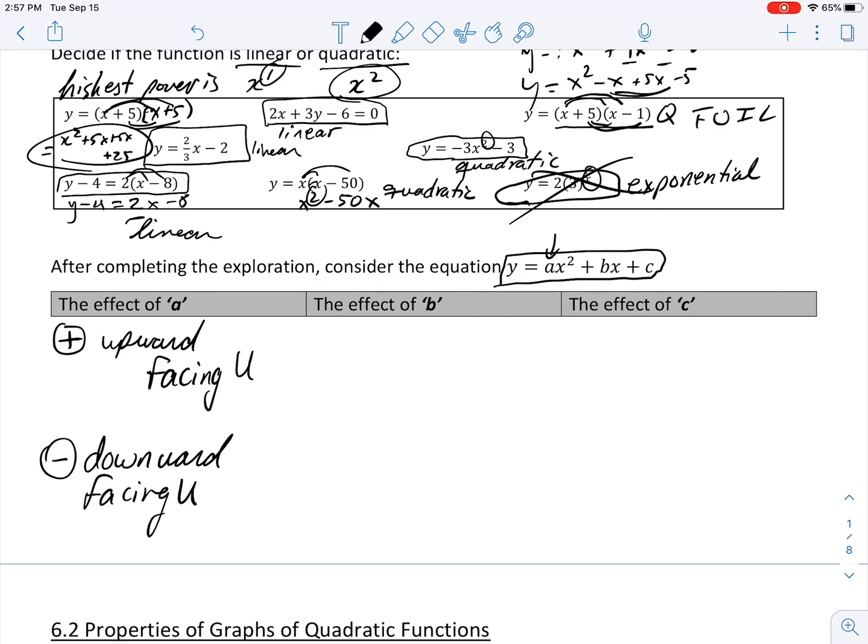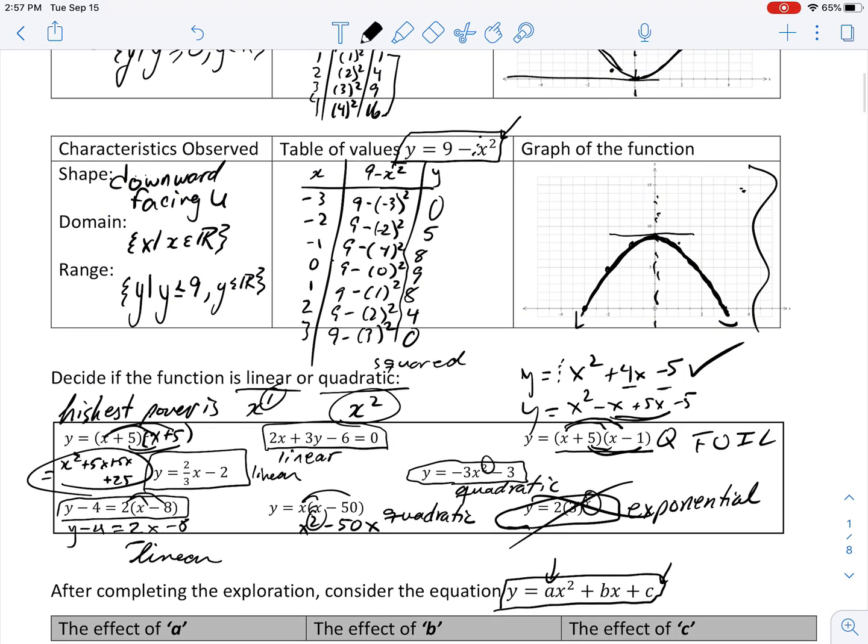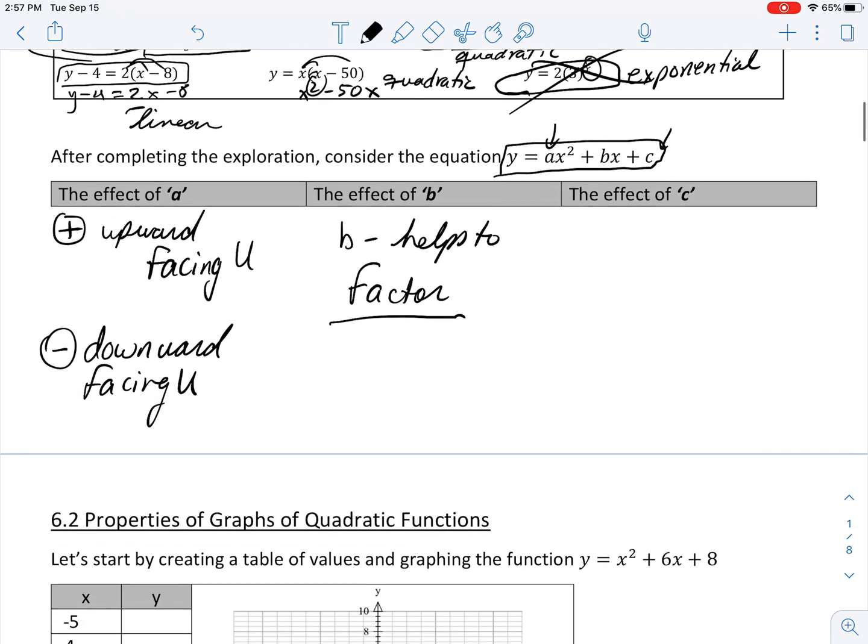B, we don't really care that much about yet. B is going to help us factor. But we're not going to factor in this lesson or the next one. It'll be a little bit later, but it'll help us to factor. And C, if I look at this, this is actually written kind of backwards, this guy. It should be like y is -x squared, ax squared. There is no bx, right? So b is 0, plus 9. 9 gives me the y-intercept. So the value of C gives the y-intercept.